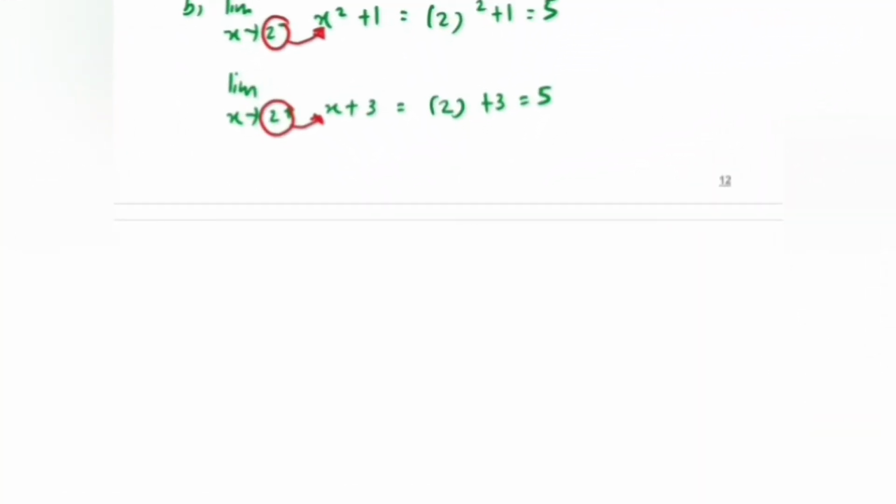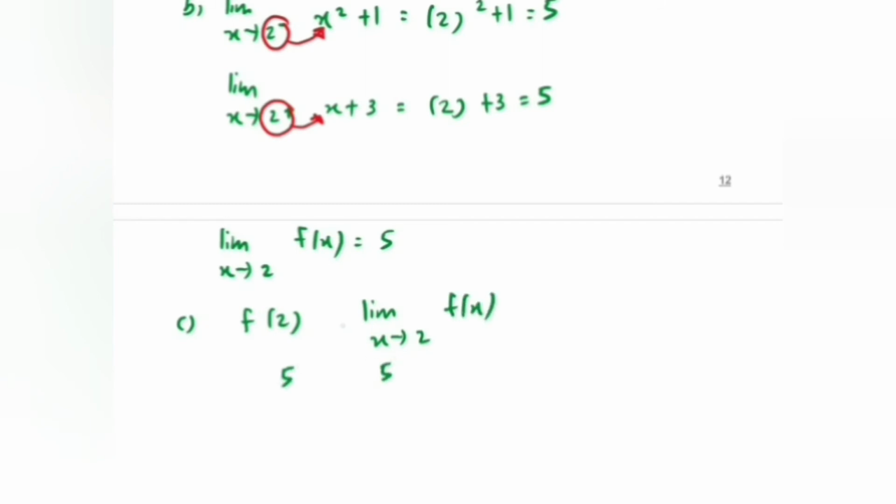Since left hand limit equals right hand limit, that means the limit as x approaches 2 of the function exists and equals 5. Lastly, check whether the first condition equals the second condition or not. Our value for the first condition is 5, second condition also 5. They are equal. That means the function is continuous at x equals 2. Proven.